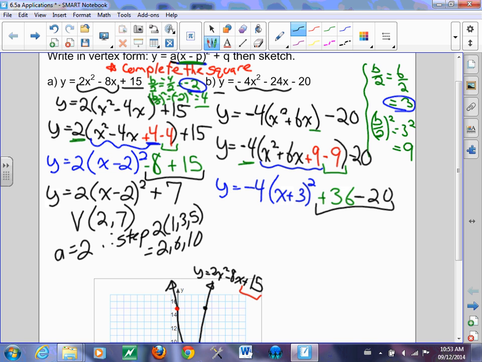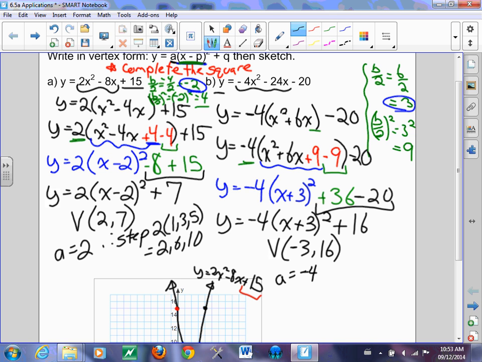Last step, ladies and gentlemen, is to collect like terms. So we go y equals negative 4 times x plus 3 all squared, and then we're going to end up with plus 16. So our vertex, ladies and gentlemen, here, be careful, is negative 3 and 16. Okay, so that's an important part to have to graph, but we also need to know our step pattern. So a in this case equals negative 4. So therefore our step pattern, it's going to be negative 4 times 1, 3, 5. Okay, so that's going to equal negative 4, negative 12, and negative 20.